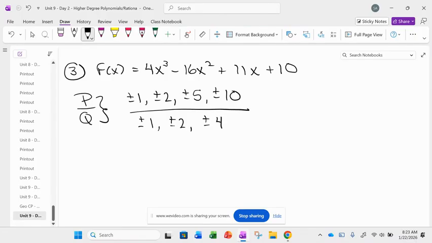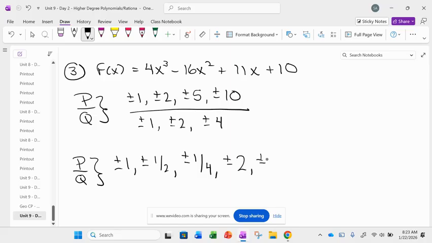Now what we do is we mix every numerator with every denominator. So P over Q is going to be plus minus 1 over 1, which is just 1, plus minus 1 over 2, plus minus 1 over 4. So the first numerator with every denominator. Now we're going to do the second numerator with every denominator. So plus minus 2 over 2, but that's just 1. And then plus minus 2 over 4, but isn't that just a half? So I don't need to write those down again. Then we have plus minus 5 over 2, plus minus 5 over 4.